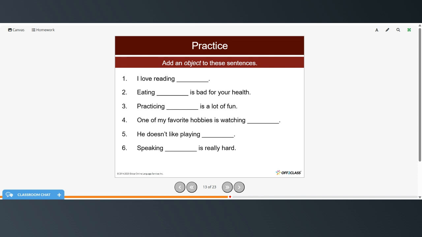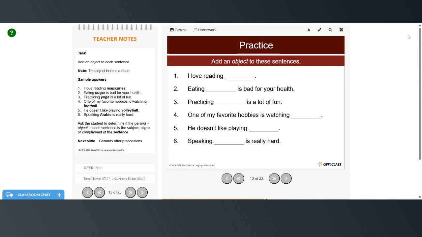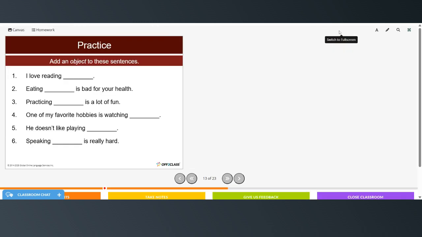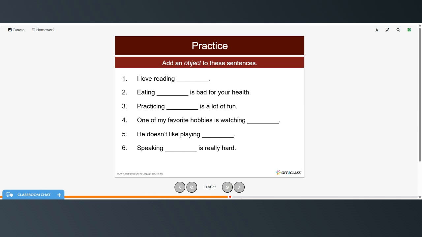All right, so in these, you're going to add an object to these sentences. Again, it can be really anything that you would like. It doesn't have to be a gerund in this case. So I love reading books or magazines.